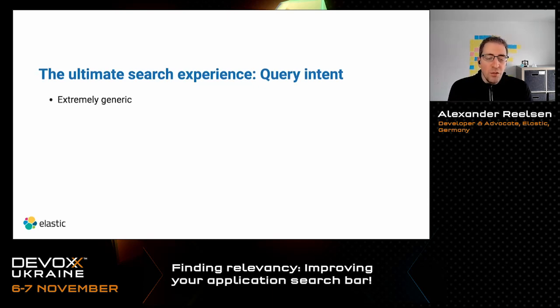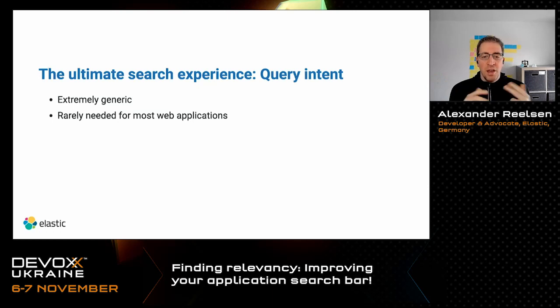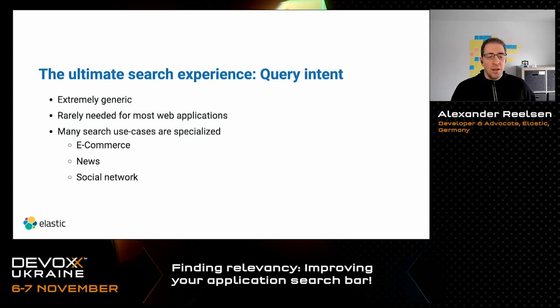And the thing here is Google, of course, is extremely generic, right? They cater for any kind of input, and this is really good. But it's rarely needed for most of the web applications that you're running yourself, because usually the web application you run, you write, is already specialized. Like I ran a B2B e-commerce shop for a certain category of professions like hotels and restaurants. And that makes it easy to at least reduce this whole query intent to something more manageable. And many of those use cases are basically specialized, like e-commerce. We're going to see that in a second.